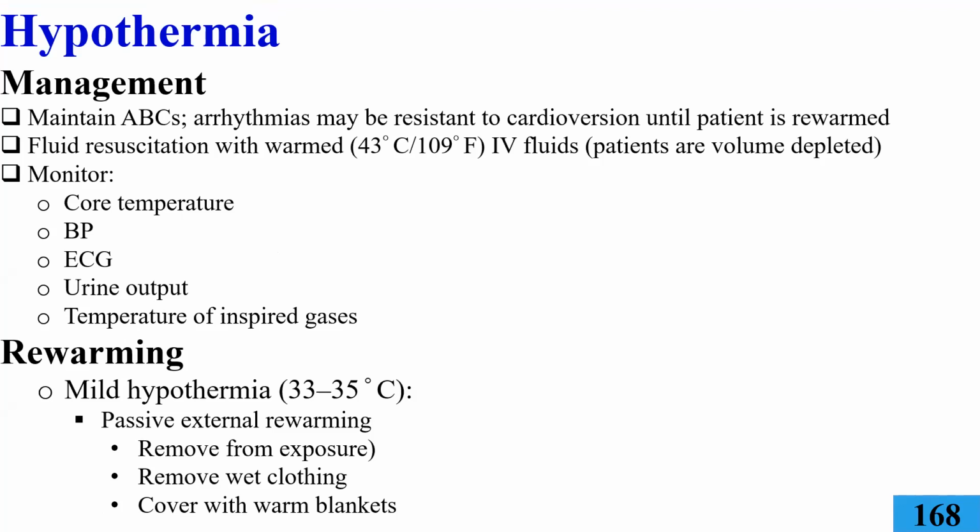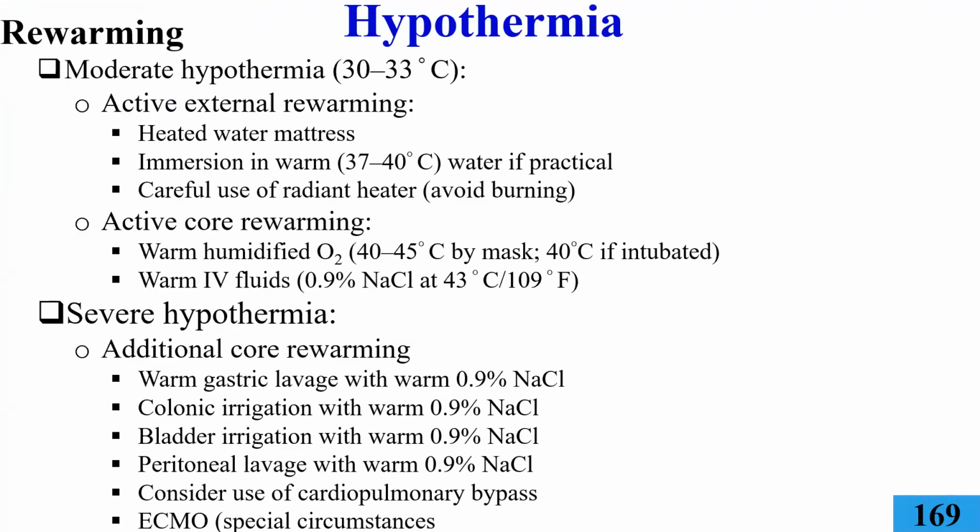So if it's mild, only removal of the exposure, and we warm with a warm blanket, that's all. When it's moderate, you need active external rewarming, so you use a heated water mattress, and immersion of the baby or child in water when practical, or you can use a radiant warmer. Then we might consider active core rewarming, such as giving warm humidified oxygen or warm IV fluid. In severe cases, there should be additional core rewarming, such as warm gastric lavage, where we give warm fluid and then take it out, rectal colonic irrigation, and bladder irrigation. And if all that doesn't help, then peritoneal lavage, and maybe cardiopulmonary bypass and ECMO in special circumstances.